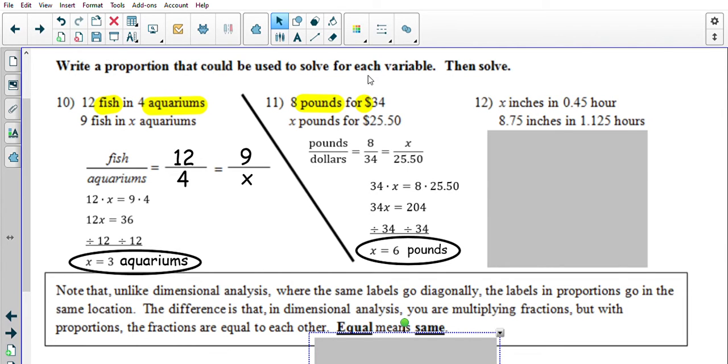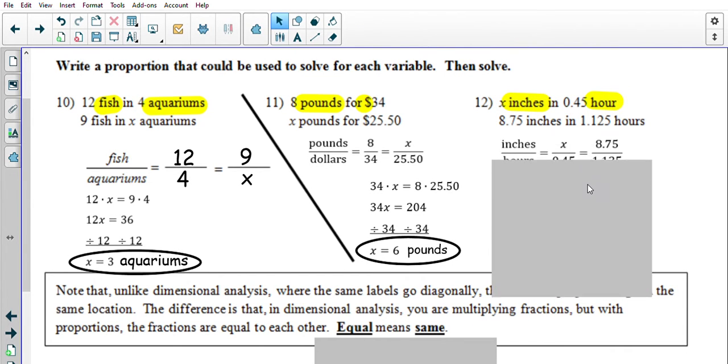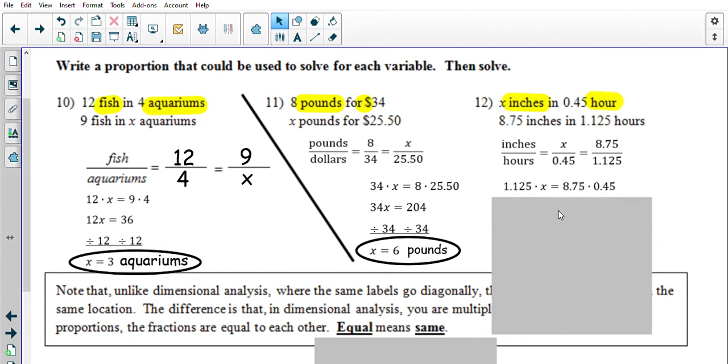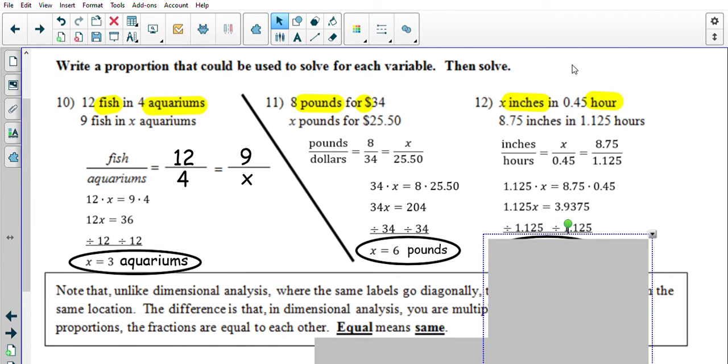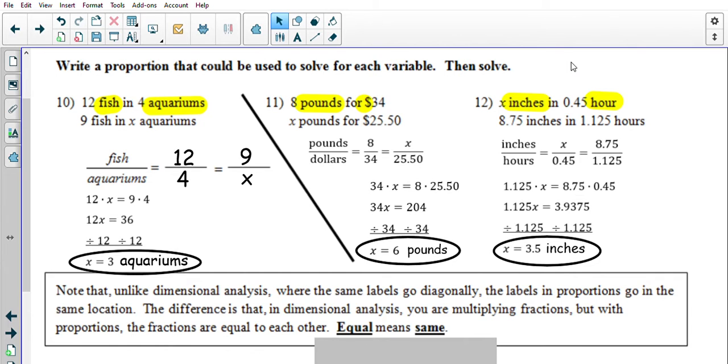All right, number 12. We're talking about two different things here. We're talking about inches and hours. So I start off by setting up my proportion, inches over hours. Again, if you want to do hours over inches, that's fine. I just like to keep it in the order it's in the problem. So X inches over 0.45 hours, 8.75 inches over 1.125 hours. Let's cross multiply. 1.125x, set it equal to 8.75 times 0.45, which gets us 3.9375. Divide both sides by 1.125, and we will get a solution of 3.5 inches. Don't forget that label.